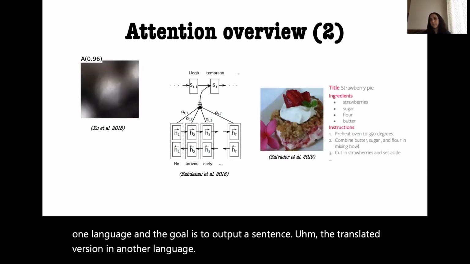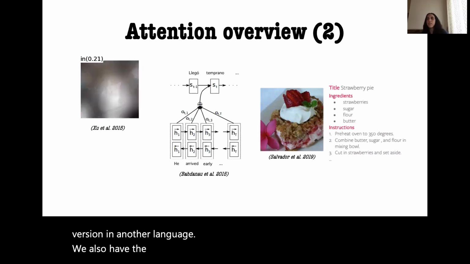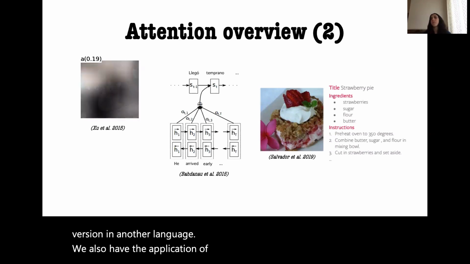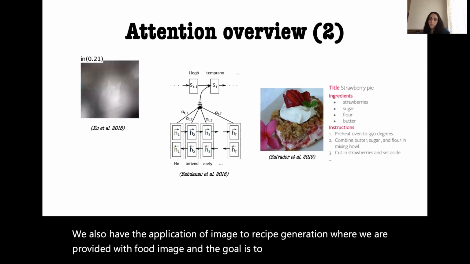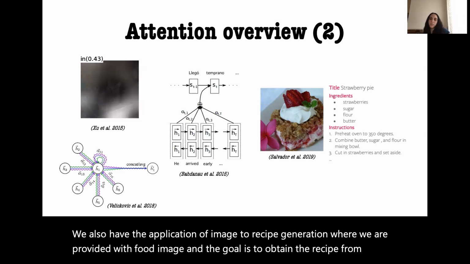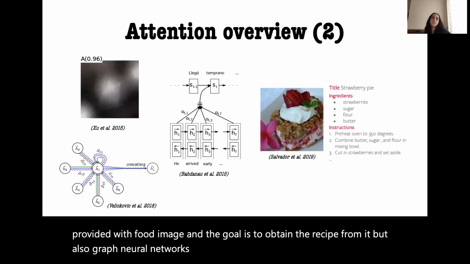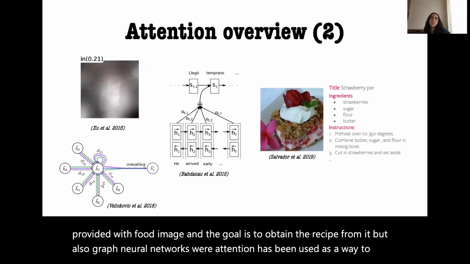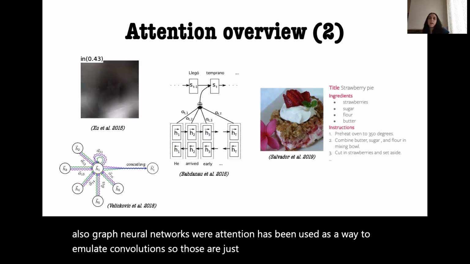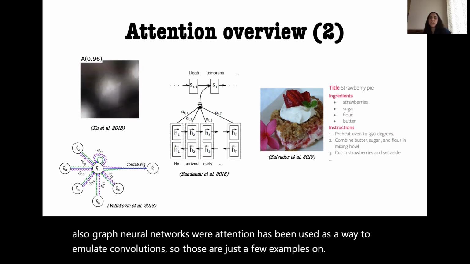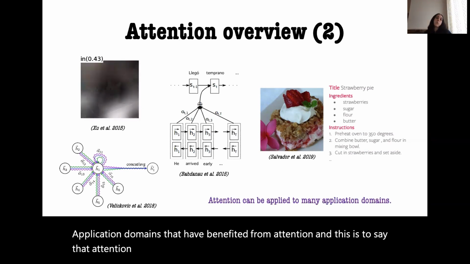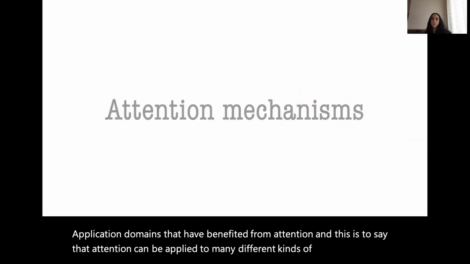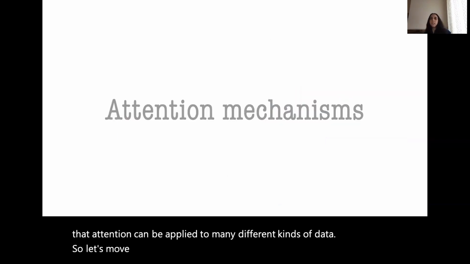We also have the application of image to recipe generation, where we are provided with a food image, and the goal is to obtain the recipe from it. But also graph neural networks, where attention has been used as a way to emulate convolutions. So those are just a few examples on application domains that have benefited from attention. And this is to say that attention can be applied to many different kinds of data. So let's move on and dig into the details of attention mechanisms.